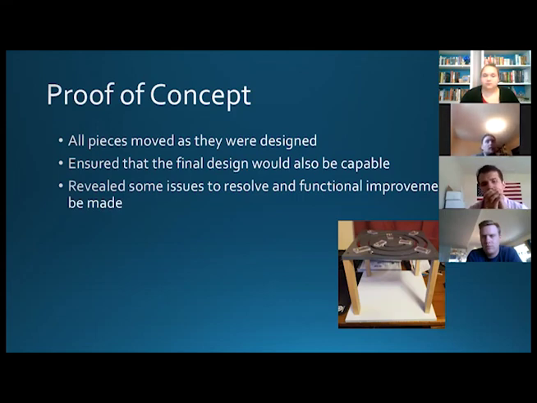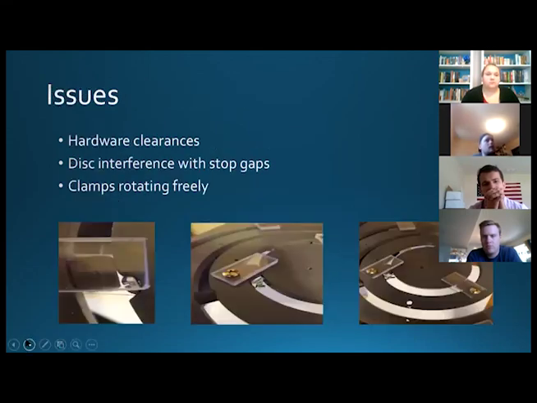On top of that, if you want to move to the next slide, you can see these issues here on the proof of concept really clearly. The stopgaps shown on the left would contact pretty harshly, causing the rotation to be not smooth and choppy. We also found that the stopgaps would actually interfere with the hardware shown in the second picture. So we had to work around that, make sure that the spacing was even on the final design, so that this would not be an issue.